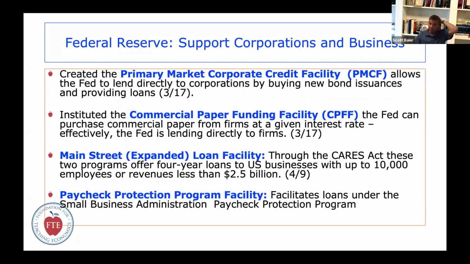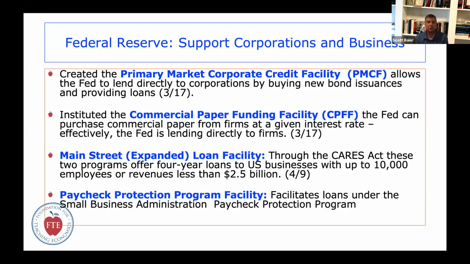Now, something that's completely new to the Fed, in what they haven't done, is this notion that they can now lend directly to firms. So they created the primary market corporate credit facility. Now the Fed can lend directly to corporations. So if a firm issues a new bond, it used to not be the case that the Fed could go in and buy these bonds. Now they can. So the Fed can lend directly to firms.